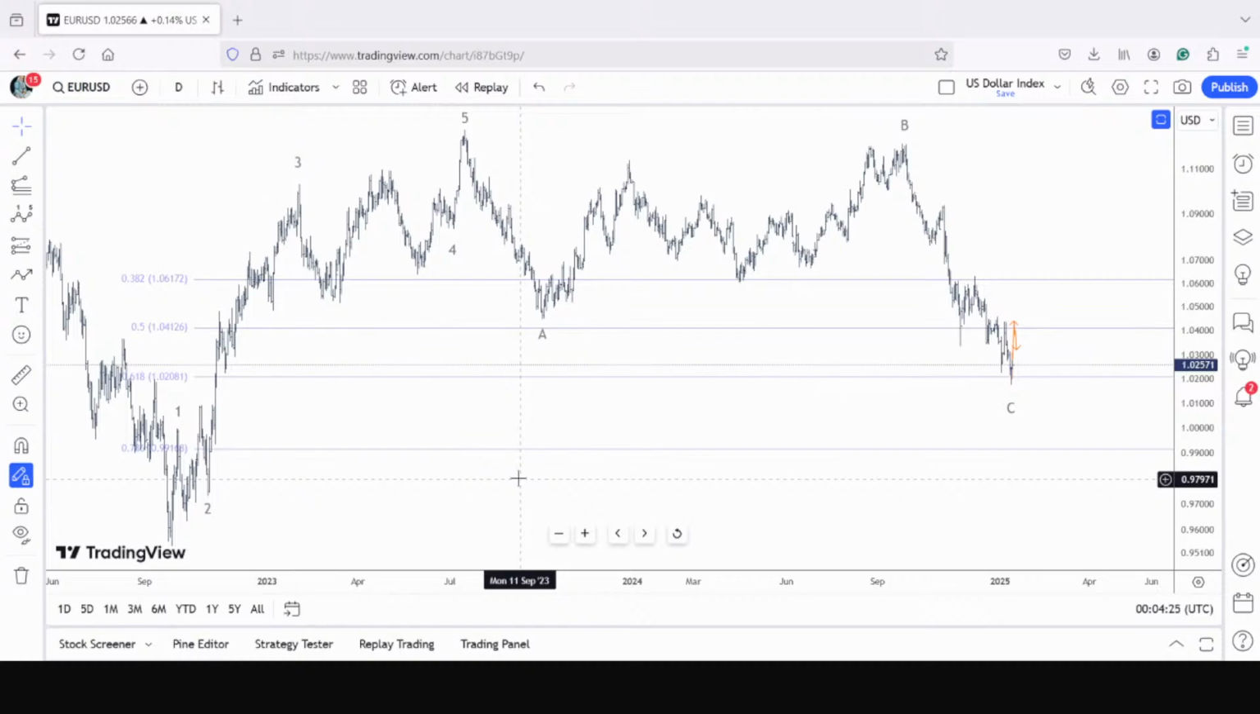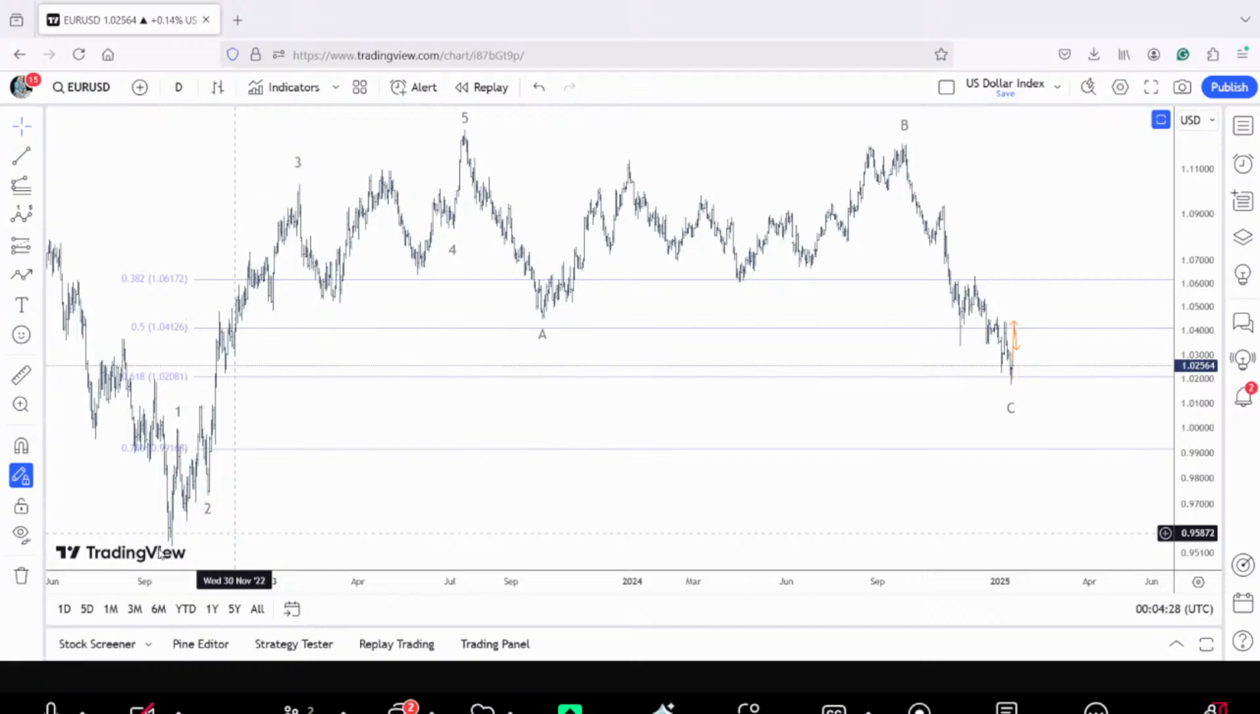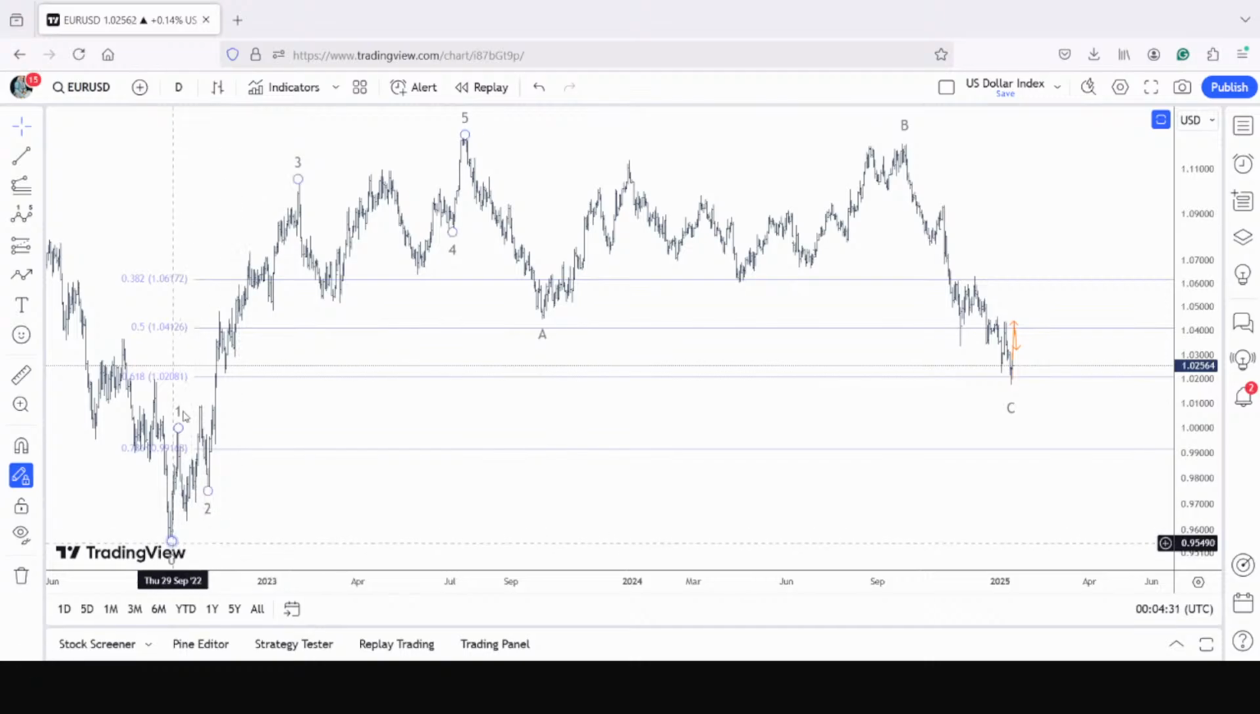But first things first, since this is the first session for the day, we'll start with the larger degree count for euro. Straight away after the first impulse at a minor degree, that is 1, 2, 3, 4, and 5, followed by a multi-year corrective drop A, B, and last 4 months or so, where the price action has cut loose on the south side with another impulse. Finally, we touched base exactly with the Fibonacci 61.8%.